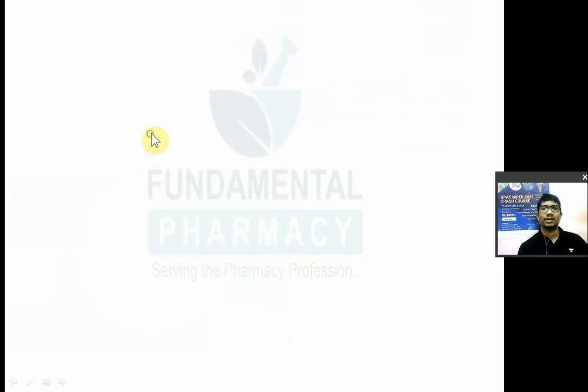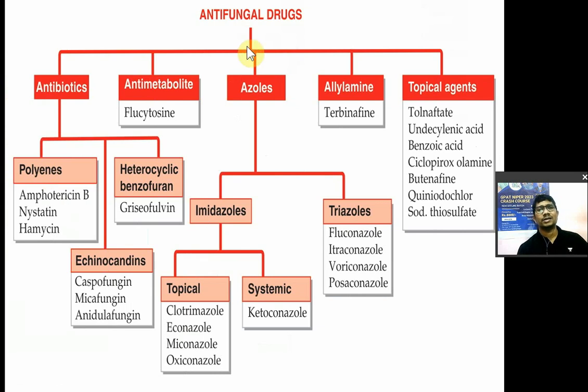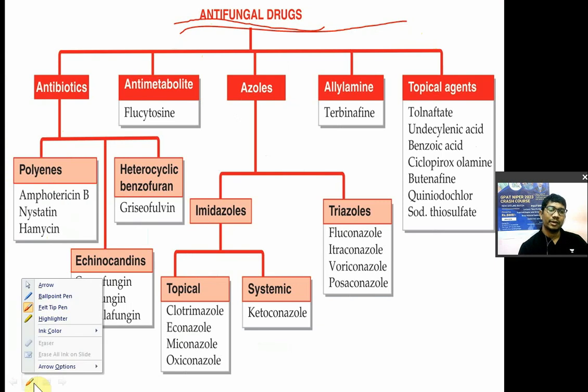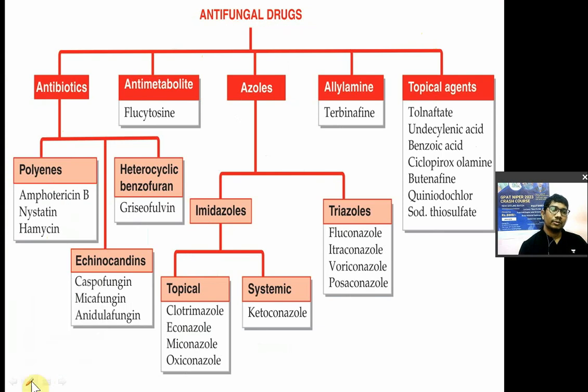Now we'll see the classification again. As I told you, antifungal drugs can be classified in different ways: based upon the chemical structure, which is chemical classification, or based upon the site of action, such as systemically used or topically used antifungal drugs. So classification of antifungal drugs is of different types depending on the mechanism of action, the site of action, the chemical structure, and the use. We are going to see classification in a different way.